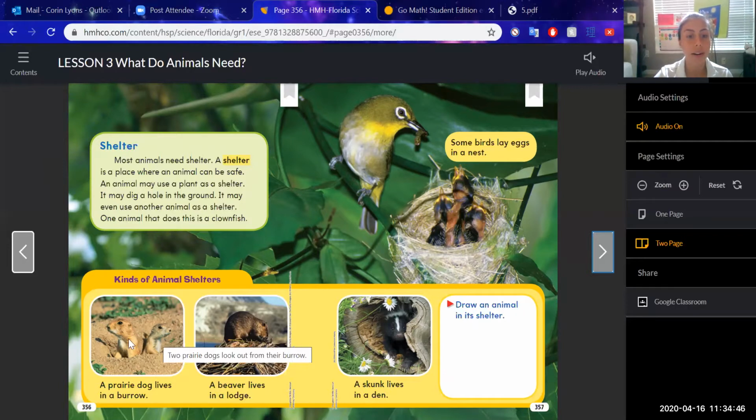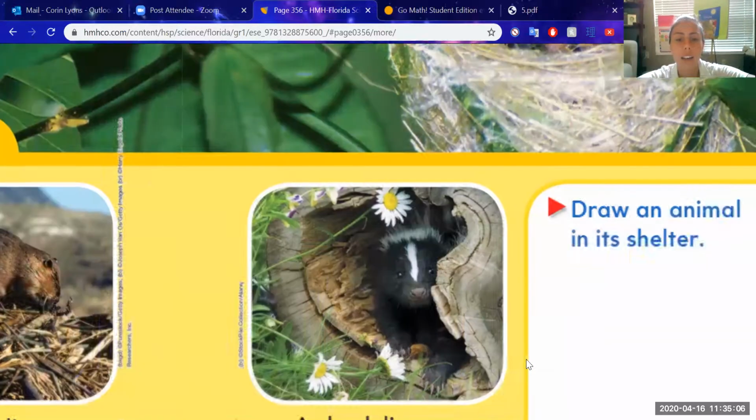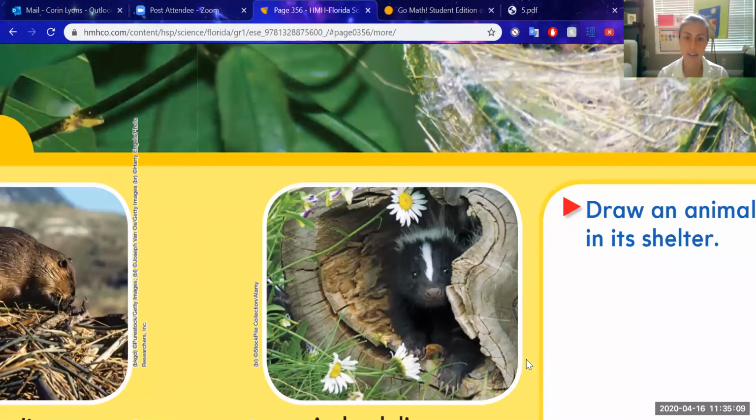Down here are some prairie dogs. They live in a burrow underground. This is a beaver. A beaver builds its home or shelter out of wood or sticks. And then over here is a skunk. A skunk lives in a den. Now I want you to look closely at what the skunk is in. What does that look like? Yeah, it looks like the inside of a tree trunk. And that's right. That's the skunk's home.